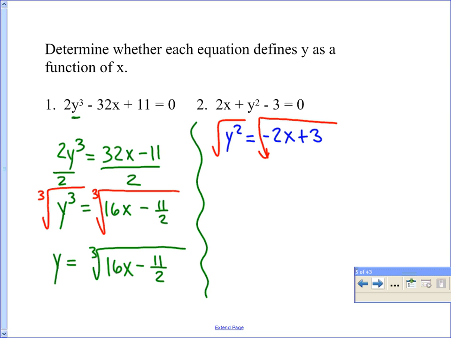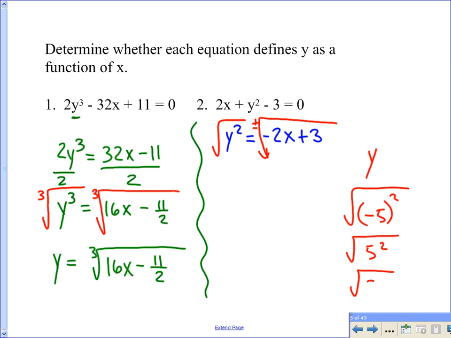Now, when I take the square root of both sides, because I'm working with an even power here, what could happen is that, for example, let's say that I had negative 5 in there. Okay, these are both equivalent to this. So when I take the square root of both sides, when we're working with squares, or even exponents, I have to make sure I'm taking the positive and negative here, because it's going to produce two possibilities, the positive and the negative.